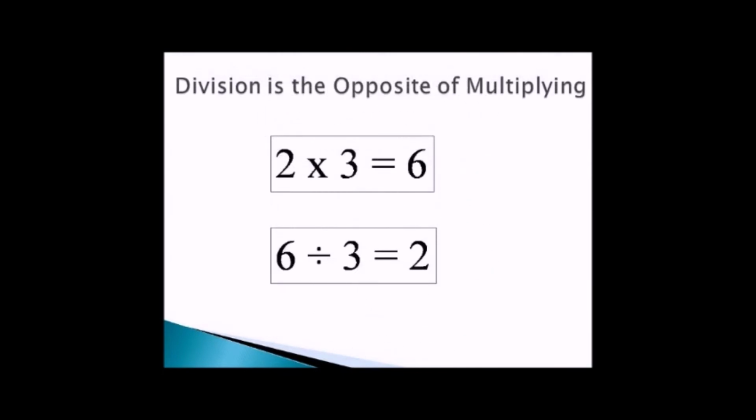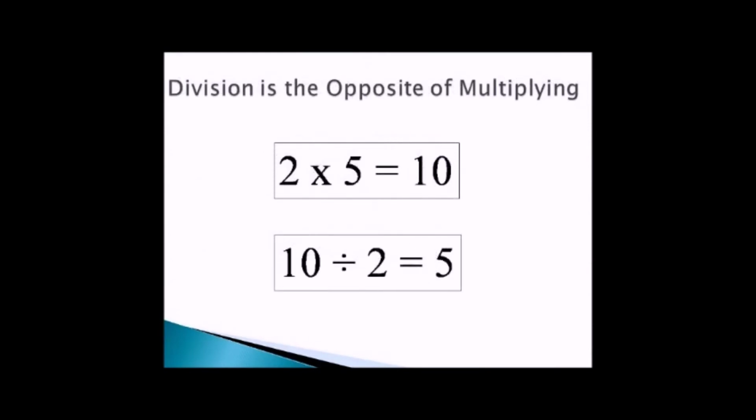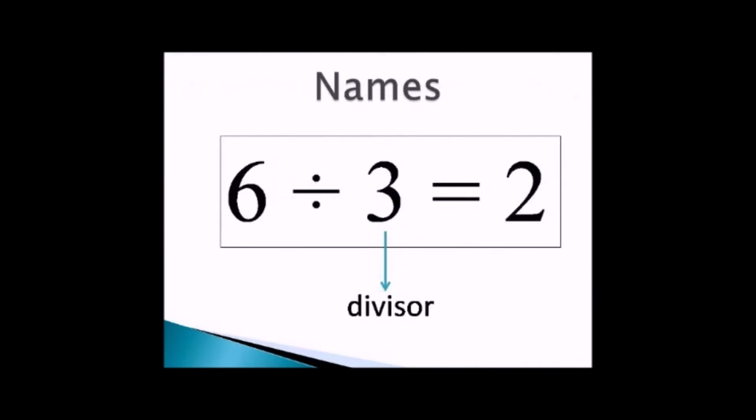Now, here's another way you can do it. Remember, you can't teach these all together. Division is the opposite of multiplying. So 2 times 3 is equal to 6. So 6 divided by 3 is equal to 2. Division and multiplying are cousins. Now, division is the opposite of multiplying again. 2 times 5 is 10. So 10 divided by 2 is 5. And the 2 numbers at the end, if you multiply them, you get the number at the front. That's what you're looking at.